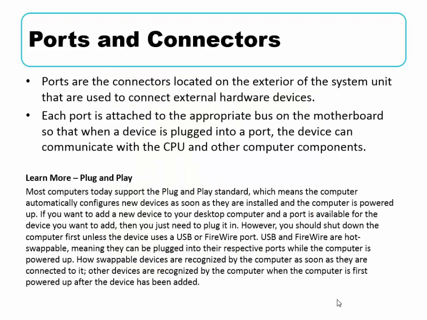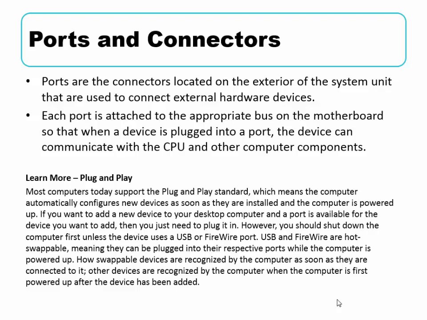As already mentioned, ports are the connectors located on the exterior of the system unit that are used to connect external hardware devices. Each port is attached to the appropriate bus on the motherboard so that when a device is plugged into a port, the device can communicate with the CPU and other computer components. This includes monitors, mice, printers, external hard drives, scanners. All those things can be connected externally to the motherboard through these ports.